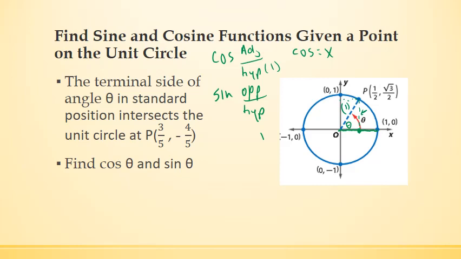And so here we find that the terminal side of angle theta in standard position, that means it's lying on the x-axis, intersects the unit circle at P, where the coordinates of P are 3/5 and -4/5. Find the cosine of theta and the sine of theta. Well, the cosine is just simply going to equal that x coordinate. So the cosine of theta in this example equals 3/5. And therefore the sine of theta, which is equal to the y coordinate, is going to equal -4/5.